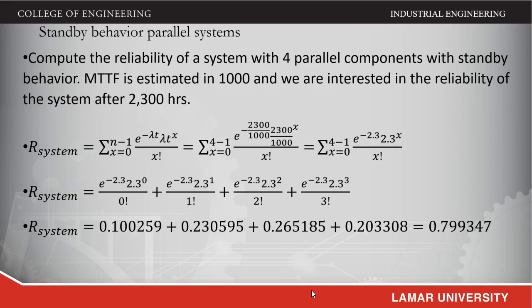Lambda times t in this case is 2.3, because the number of hours is 2300, and the mean time to failure is 1000 hours, and that ratio is 2.3. So we compute the reliability of the system as a cumulative Poisson distribution for 0, 1, 2, and 3, and that number yields 79.93%.